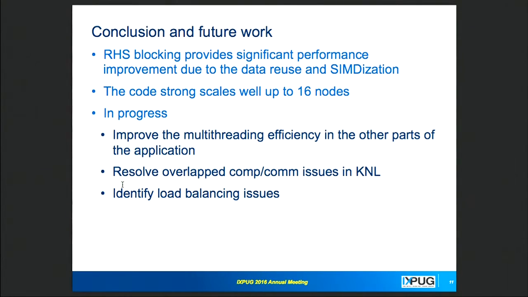So in conclusion, we gained the most performance improvement by doing right-hand side blocking, which amortized the cost of loading the matrix, which is the most expensive part. And we have quite good strong scaling up to 16 nodes, as you saw. Next, I plan to work more on improving the multi-threading efficiency of the other parts of the application. And we need to resolve the issue of overlapping computation and communication on KNL. Also, after hearing John's talk about large-scale experiments on KNL, I think the code may have some load balancing issues, so I'm going to investigate that too. Okay, thank you.